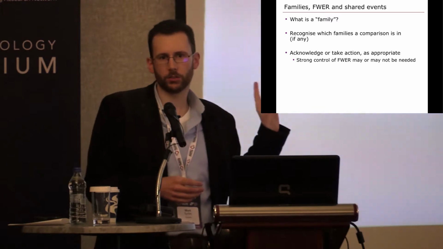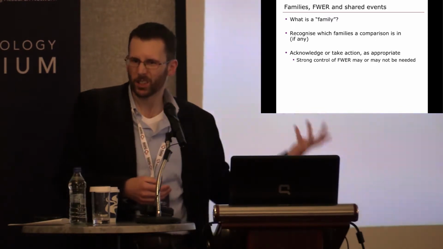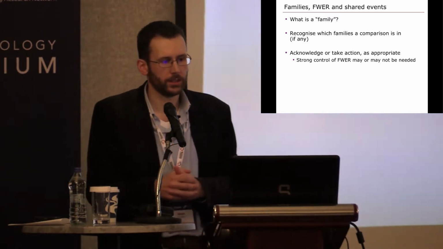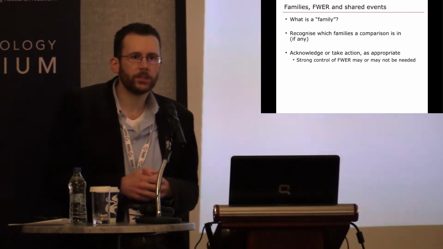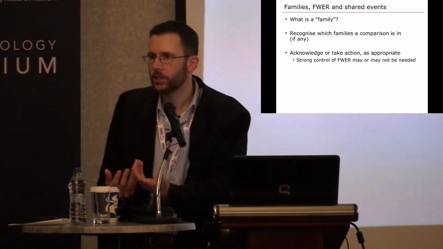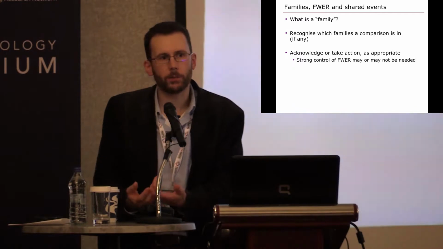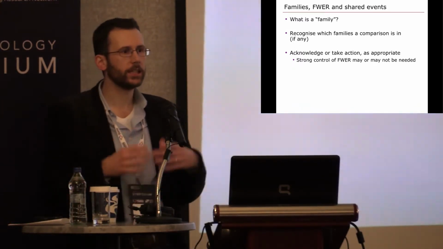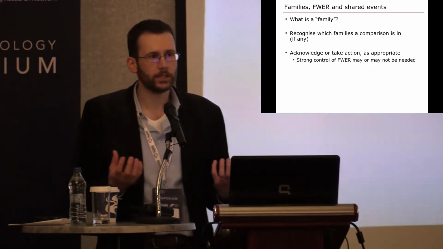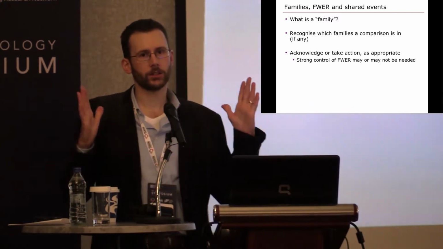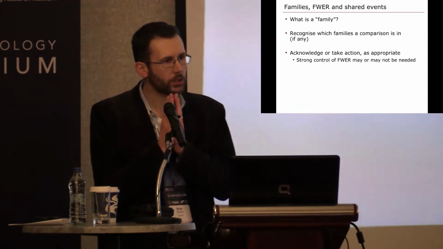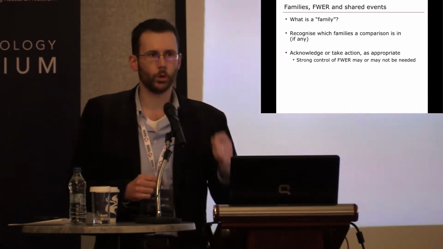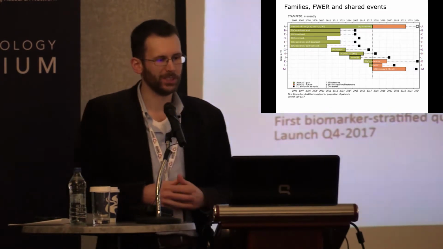But the important thing here is trying to recognize what even is a family in a protocol like this. In some instances, you may want to acknowledge what the families are, acknowledge the family-wise error rate, and then you can control it. You can just pick a much lower alpha. In other instances, you may just want to acknowledge what that is. And the more similar your arms are to each other, the more strongly you'll want to control that and pay a little penalty for it.